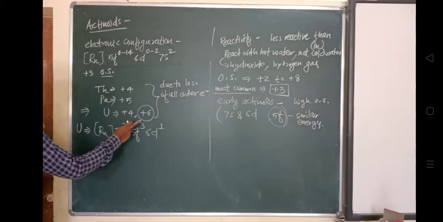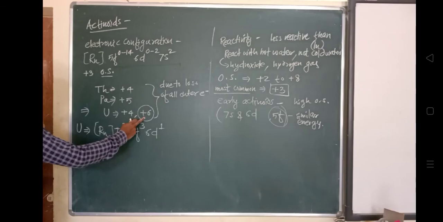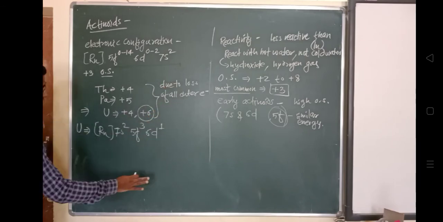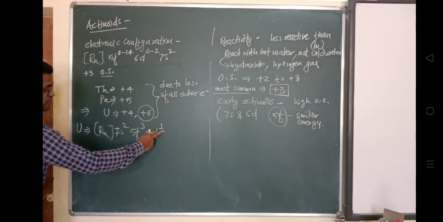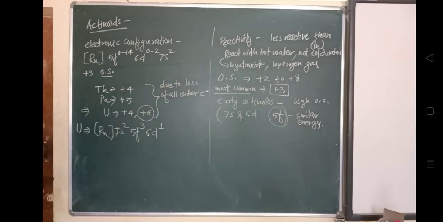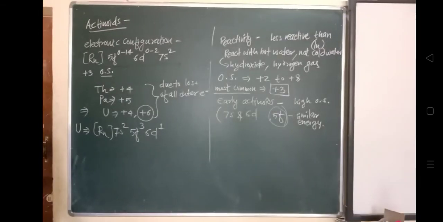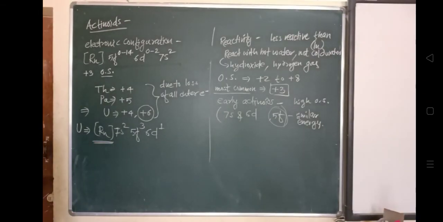If uranium is showing the plus 6 oxidation state, 6 electrons will get removed. Now check: 2 plus 3 plus 1. In this way, a total of 6 electrons will get removed. What will be the electron configuration in the plus 6 oxidation state? It will have the configuration of radon.